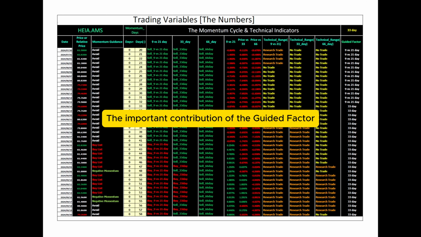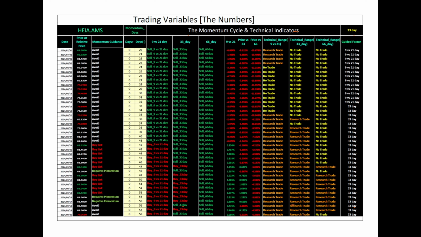The important contribution of the guided factor. The length of the momentum cycle determines the guided factor. The selected guided factor here is the 33rd day, as the current momentum cycle has been negative for 58 days.